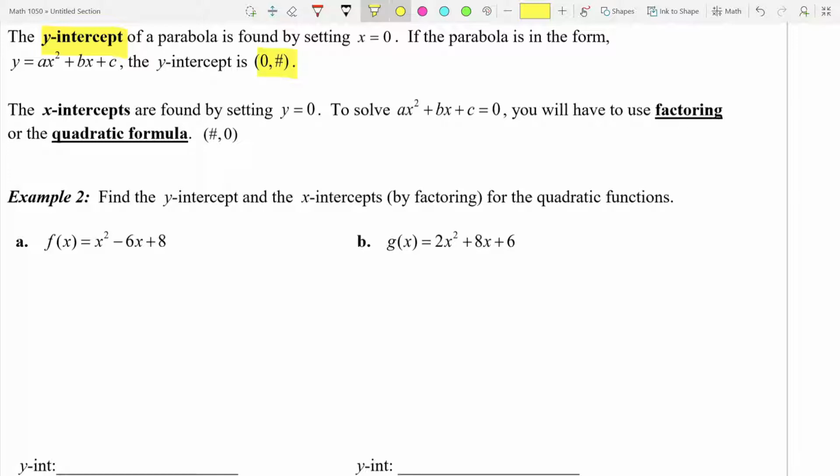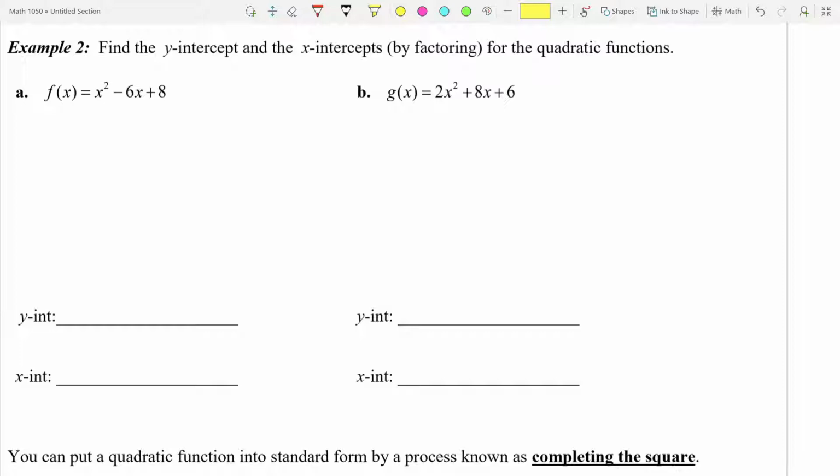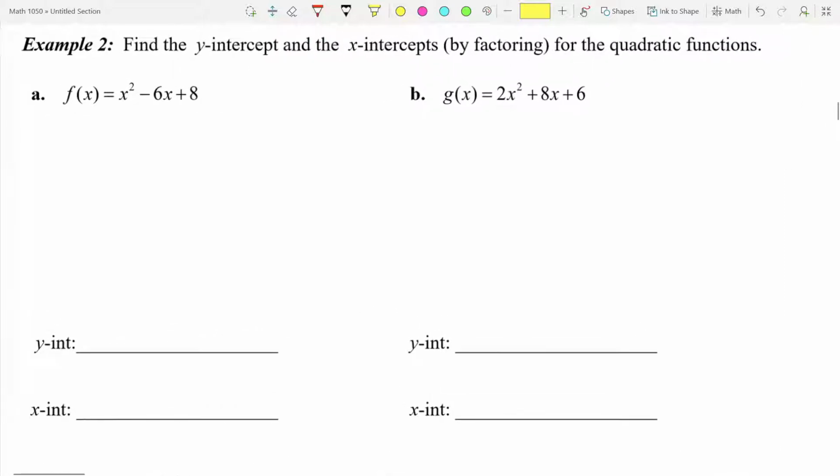So that's what your answer is going to look like, 0, comma, some number. To find the x-intercept, you're going to let y be a 0. So the answer is always going to be some number, comma, 0. So it's really so straightforward. Okay, here we go, question 2. Find the x-intercept and y-intercept of the quadratic functions.